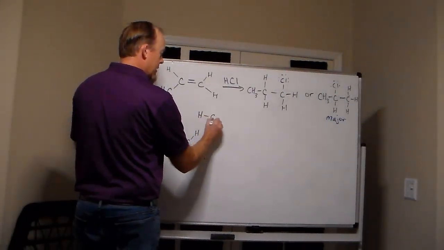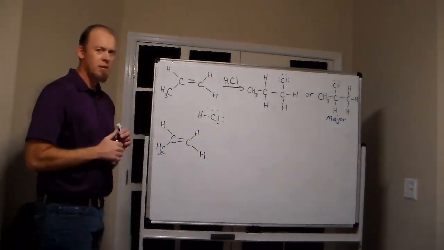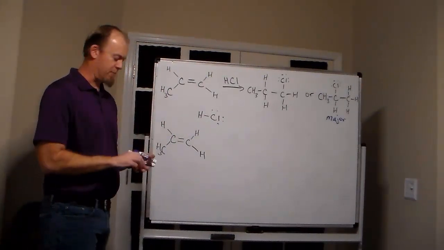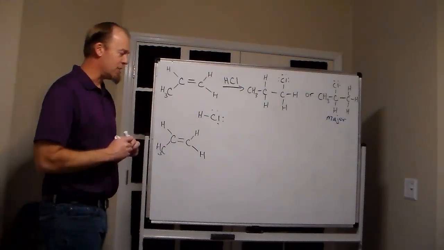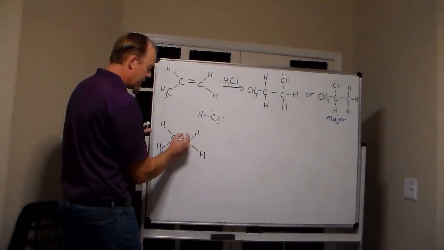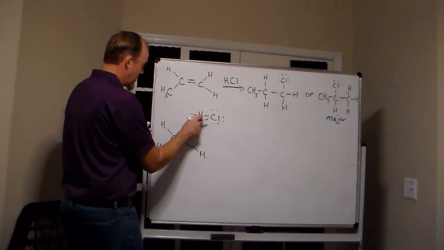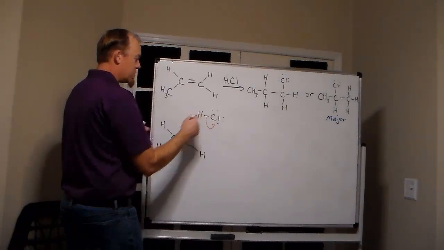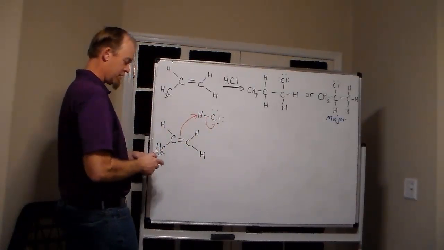So when I draw my mechanism and I show my arrows, the arrow pushing the movement of electrons for this first step is going to look the same regardless of which one of these I make, but the product that's formed is going to be different. So my double bond attacks the hydrogen because it's a little positive, and these bonding electrons go back to the chlorine because the chlorine is pulling on those electrons harder.